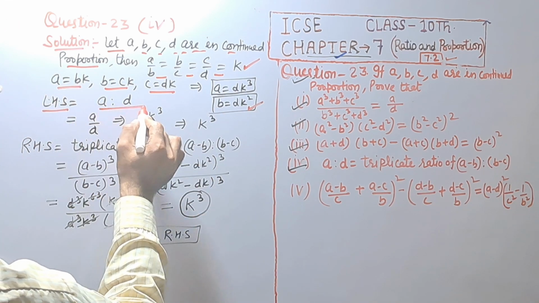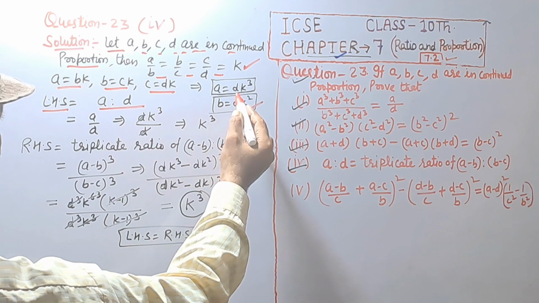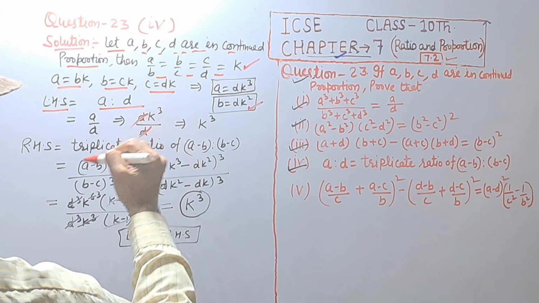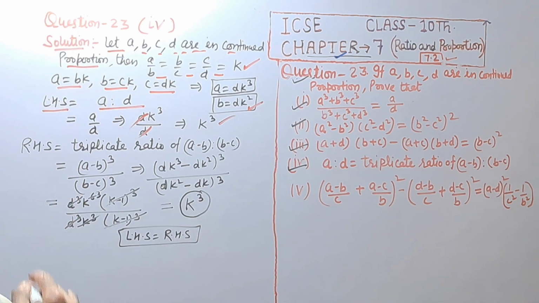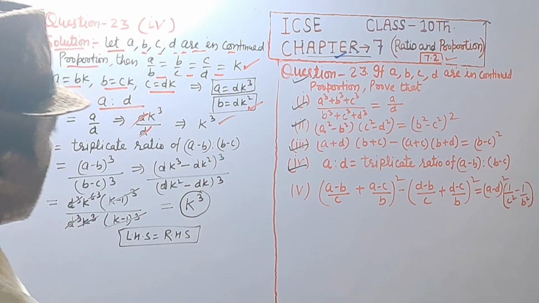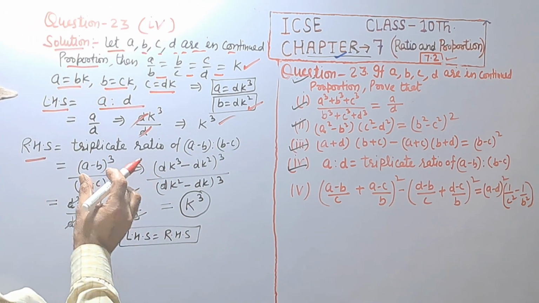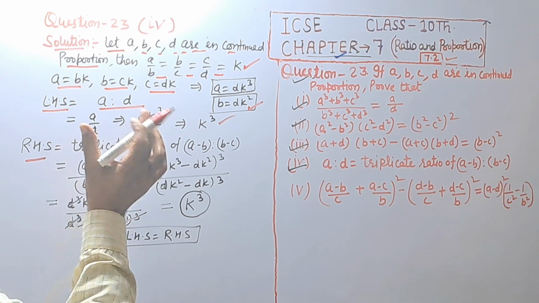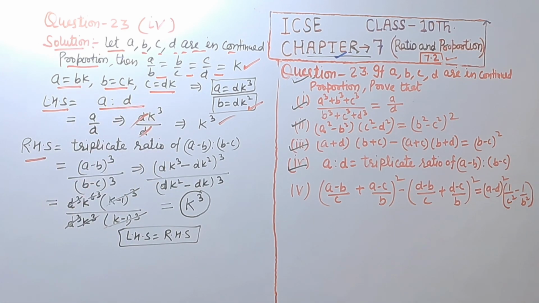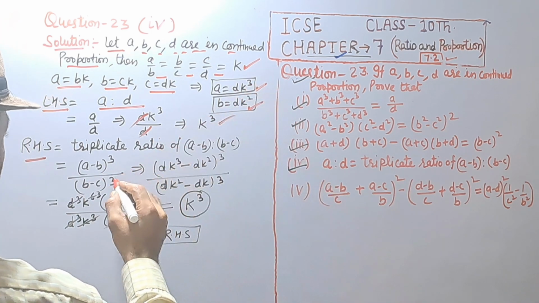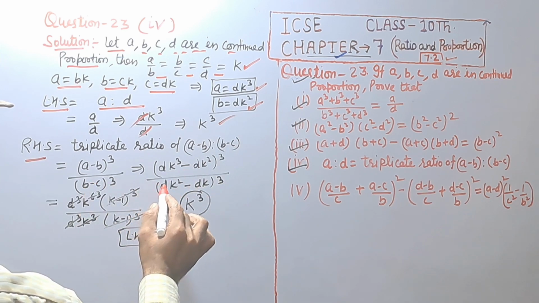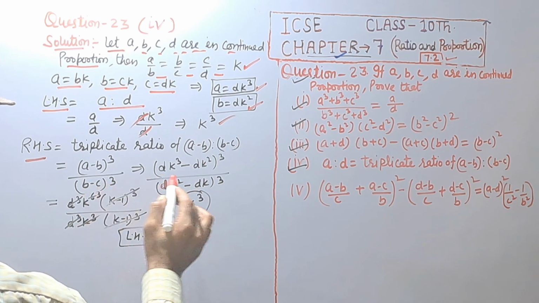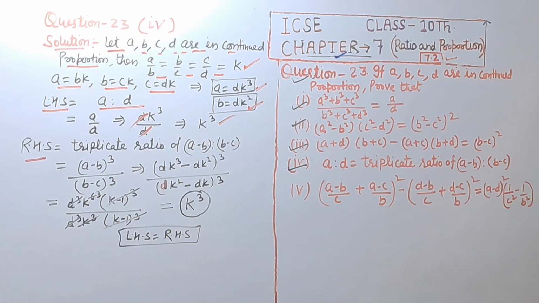Left hand side is a ratio d, that is a upon d. a is equal to dk cube upon d. d is cancelled and we get left hand side, that is k raised to power 3. And right hand side is triplicate ratio of a minus b ratio b minus c. Triplicate ratio is equal to a minus b raised to power 3 upon b minus c raised to power 3. We get value of a is dk cube minus value of b is dk square, divided by b is equal to dk square minus c is equal to dk, all raised to power 3.